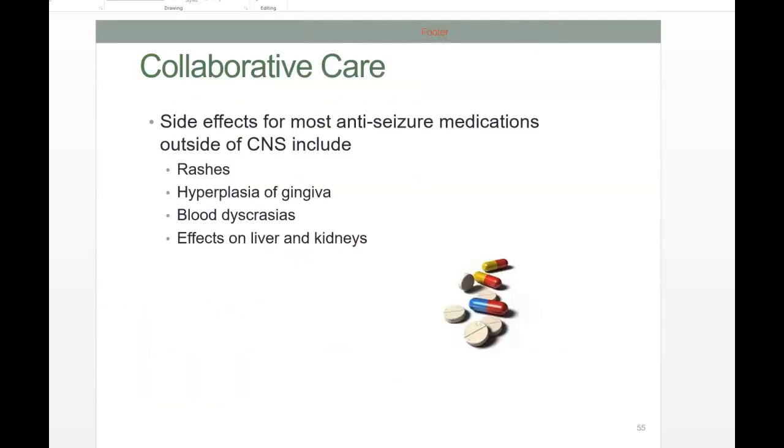Side effects of most anti-seizure medications, which, of course, outside the CNS, the patients may describe that they are experiencing rashes, hyperplasia of the gingiva, blood dyscrasias, and there can be some effects on the liver and kidneys. The hyperplasia of gingiva is something that we see quite frequently, and you want to make sure that they practice good dental hygiene, including regular toothbrushing and flossing.